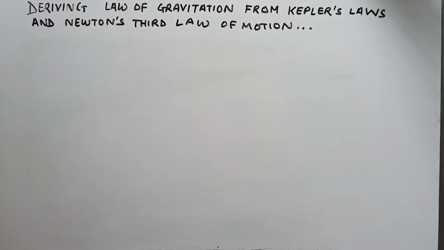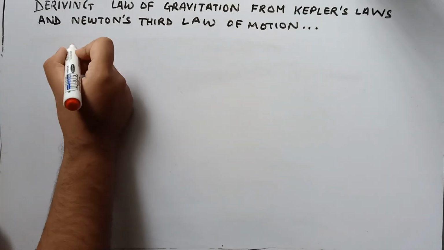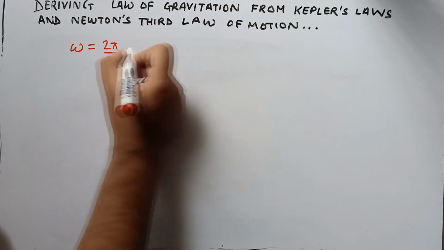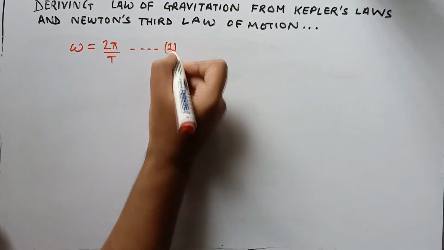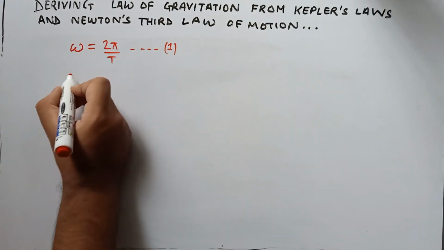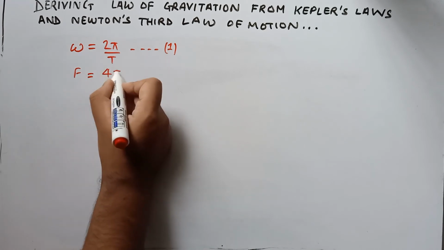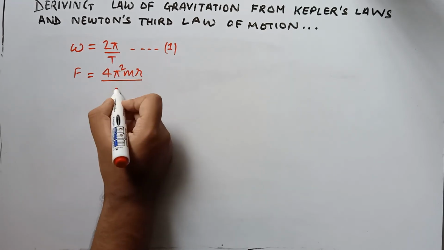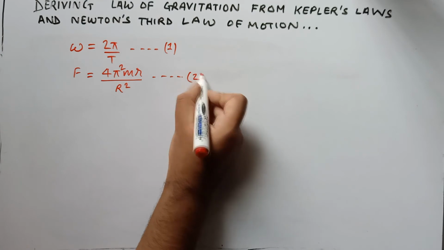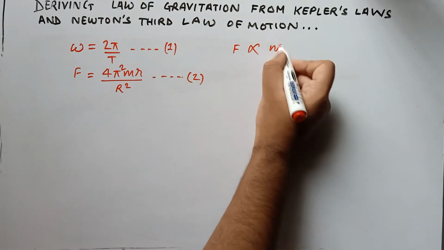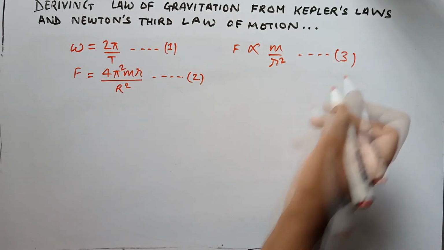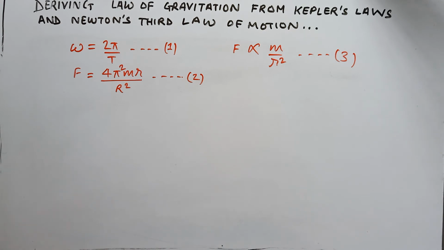Now we have three equations. The first one was of angular velocity, which is omega equals 2 pi by T, and the second one was the centripetal force experienced by the planet, that is F equals 4 pi squared m r by T squared, and the third one was F directly proportional to m by r squared.